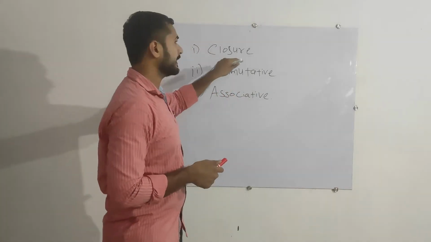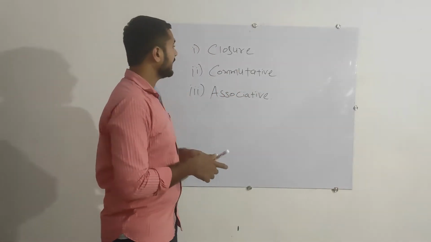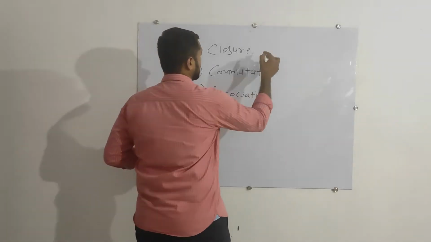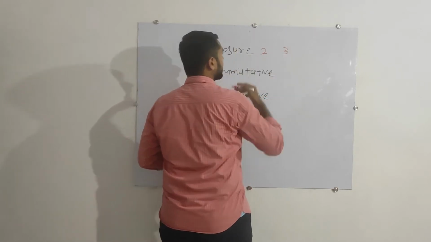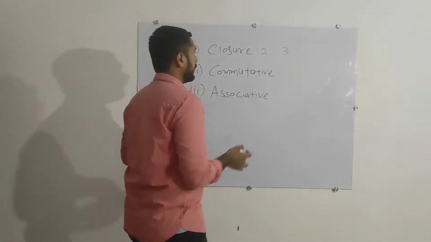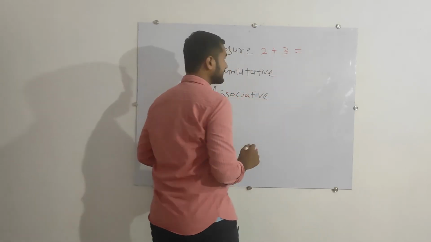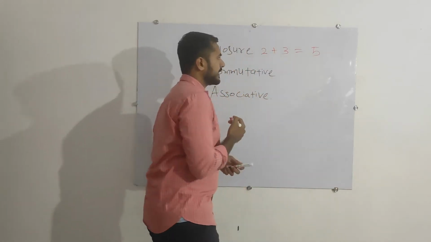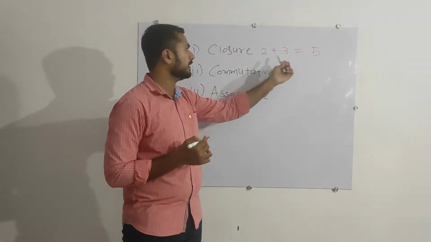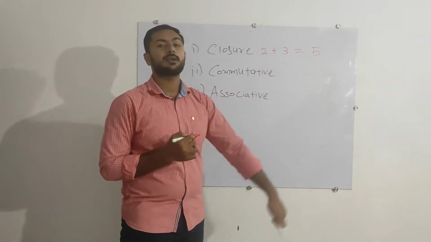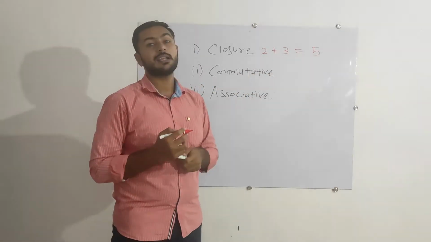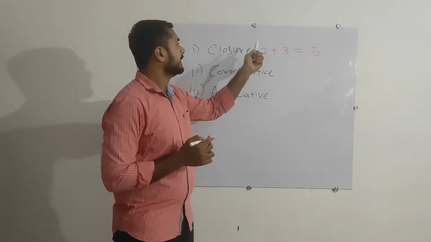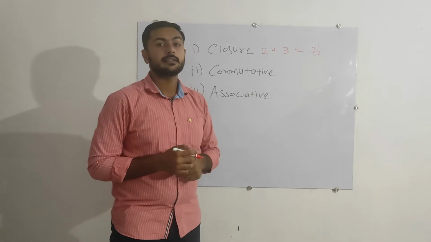For example, closure means suppose I select any two numbers from the natural numbers, like 2 and 3, and I do the operation of addition. What answer will I get? That will be 5. So we have to check whether 5 is a natural number or not, because both of these are natural numbers. If this is a natural number, it means natural numbers are closed under addition. Yes, that is positive. So natural numbers are closed under addition.